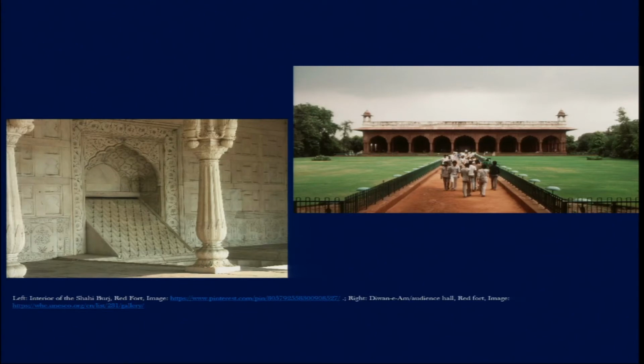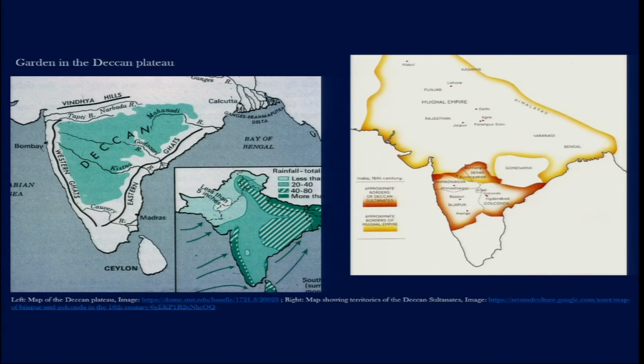these arches. Now moving from Mughal history, we also look into the idea of garden in the Deccan Plateau as well. Now Deccan Plateau, when I talk about this, this is the area I'm talking about. So if you can see, this is the Indian subcontinent, and we are looking into this part of the country.